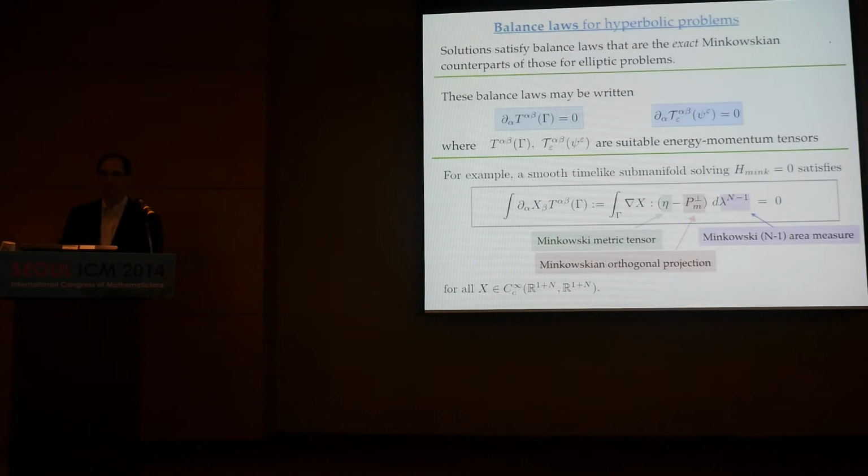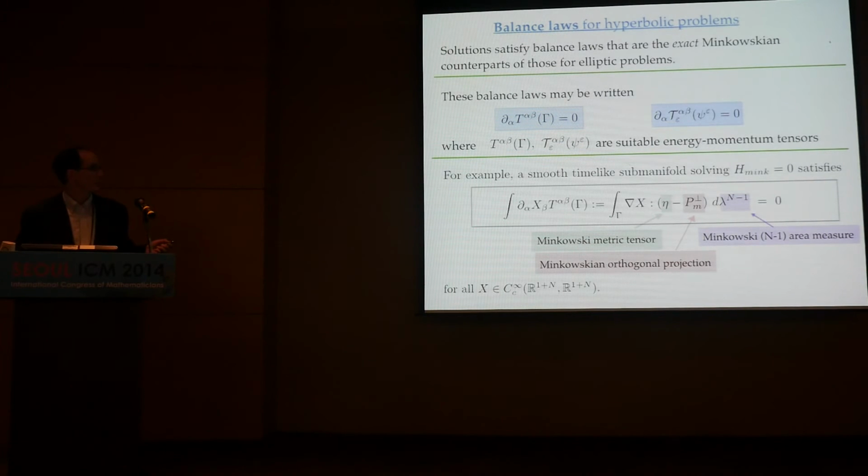Let me just say the balance laws are really exactly analogs of the elliptic balance laws, where one replaces the Euclidean metric throughout by the Minkowski metric. So, for example, on the geometric side, what I've written down is literally the Minkowskian analog of the Euclidean balance law, where I've replaced the Euclidean quantities by Minkowskian quantities throughout. And then I'm just introducing this notation, these energy momentum tensors for the theorem of state next.